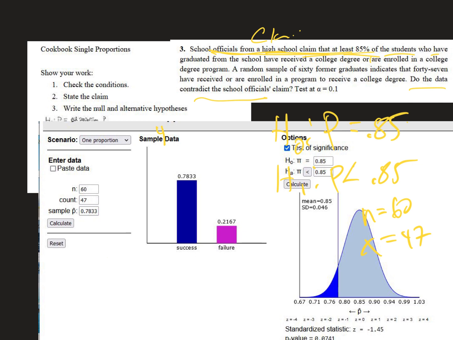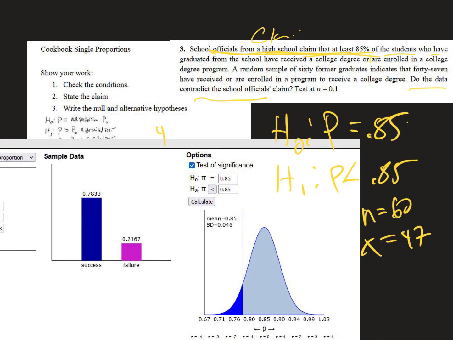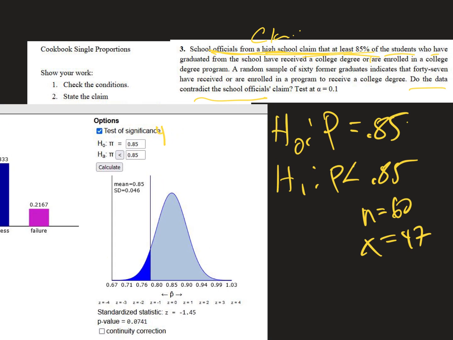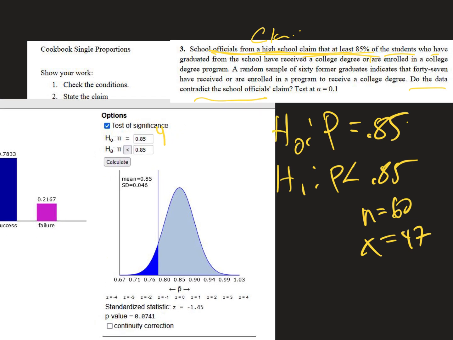Just select that you have one. You select the drop down and go one proportion. You're going to type in the sample size, type in the 47, and click calculate. And then you got to come over to the highlight test of significance. And we did see I used the exact same hypotheses. Whoops. I used the exact same hypothesis that I wrote over here. That's why it's important to write those hypotheses. Then press calculate, and you get the test statistic.